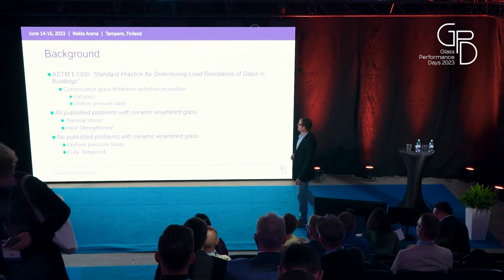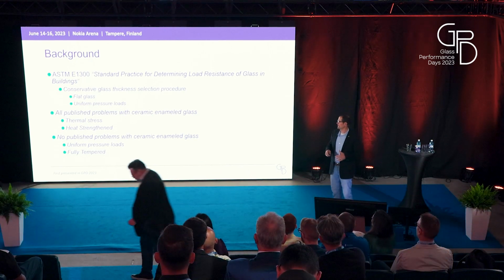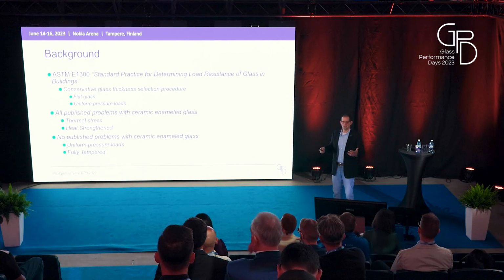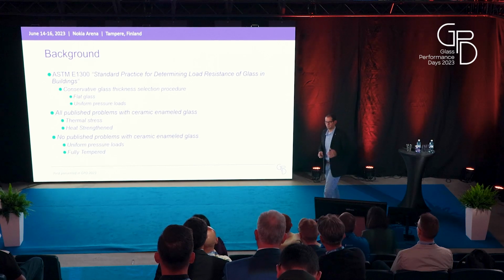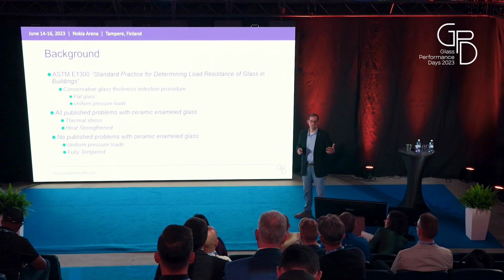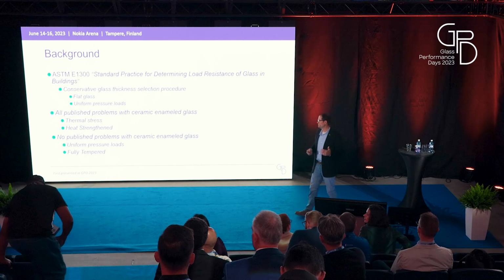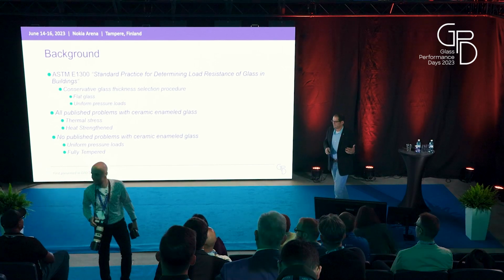So real quick, a background. This is going to pertain mainly to ASTM E1300 and how ceramic enamel applies to it. In the United States, for those of you not familiar with E1300, that's how we select the thickness for flat glass subjected to uniform loads. It's a conservative glass selection procedure.